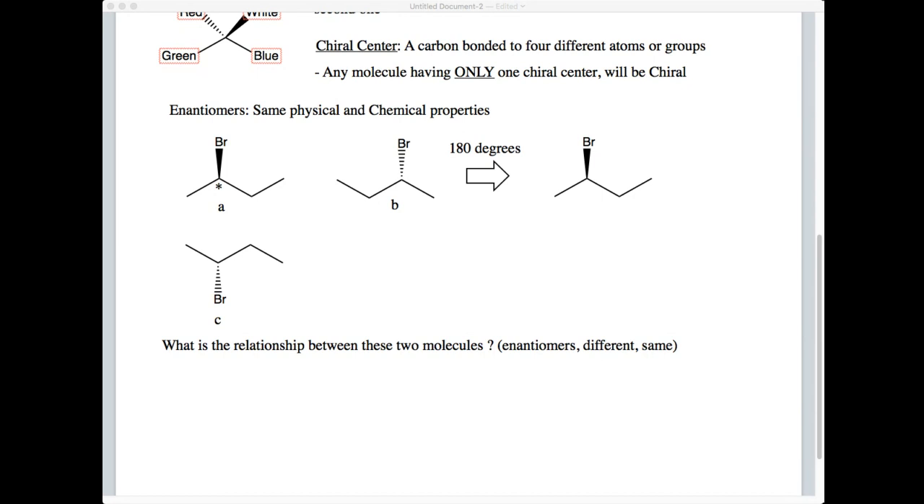Okay, so this is the molecule that I show you on the screen, right? The bromine, which is the red, is away from you, right? Is this molecule C? Everybody agrees on that? Can you guys see that? Is this molecule C? Yes, right? So this is molecule C.